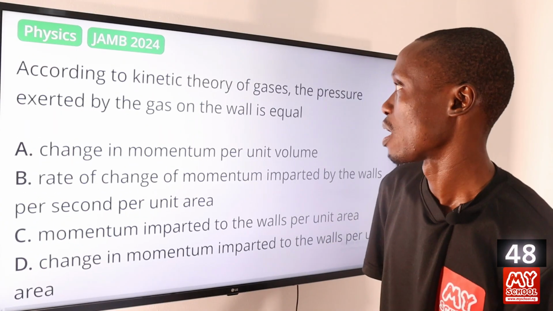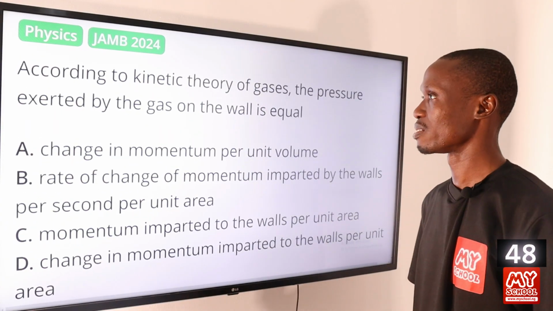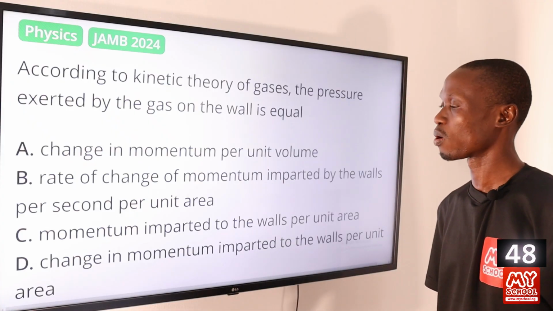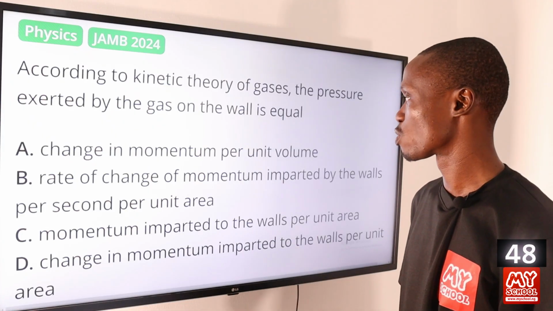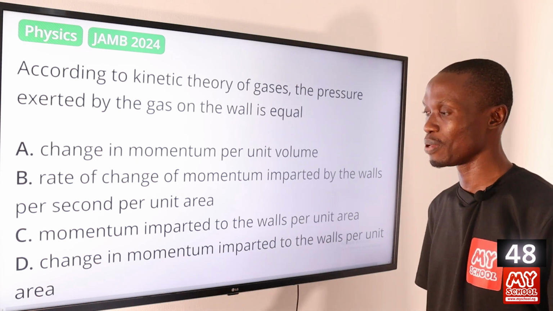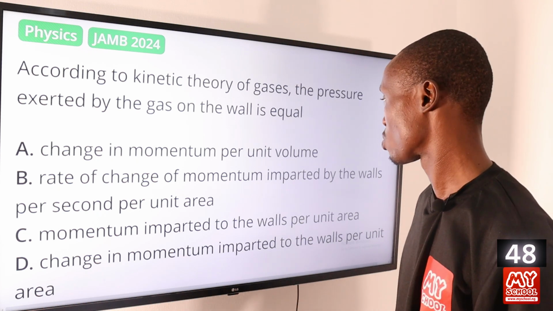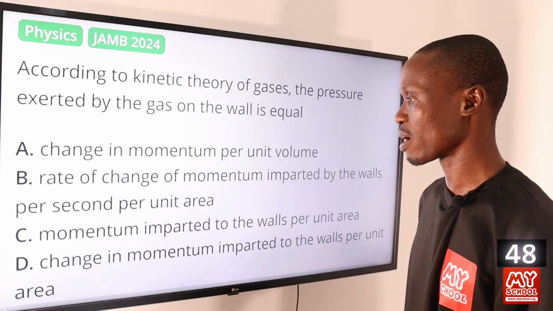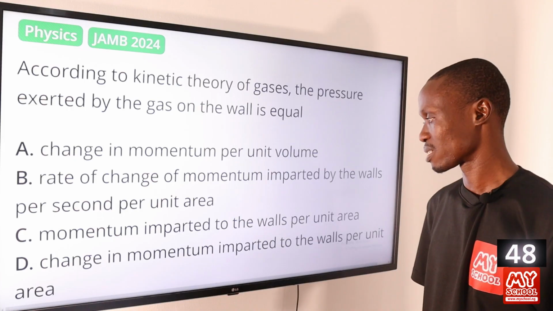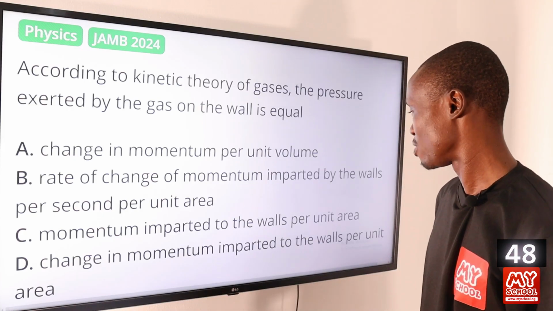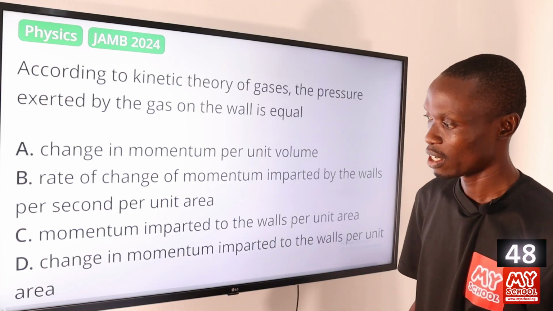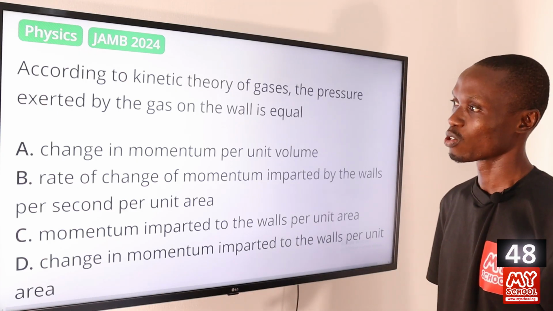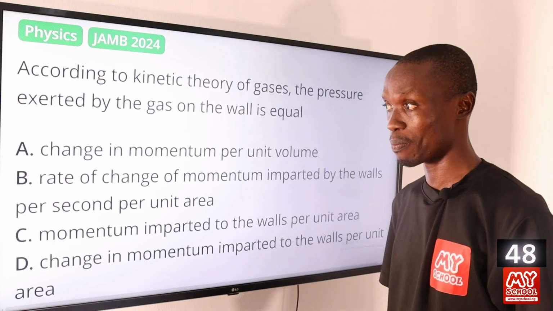Question 48. According to the kinetic theory of gases, the pressure exerted by the gas on the wall is equal to: A, change in momentum per unit volume; B, rate of change of momentum imparted by the walls per second per unit area; C, momentum imparted to the walls per unit area; D, change in momentum imparted to the wall per unit area. So the answer to this question is option B.